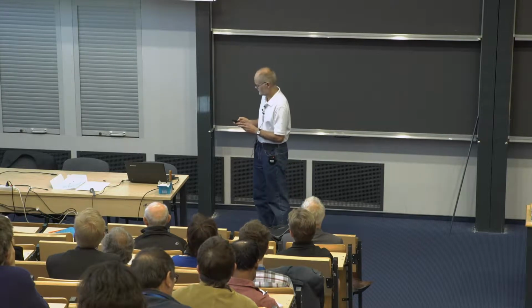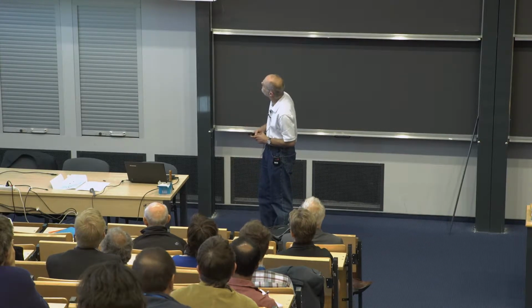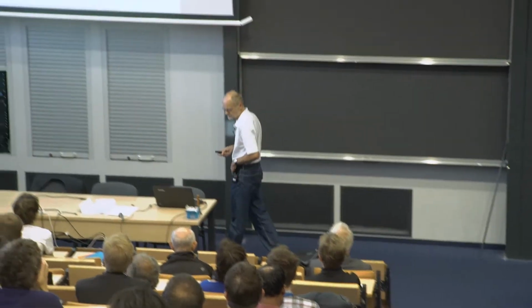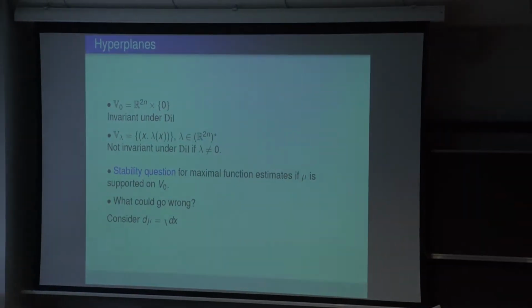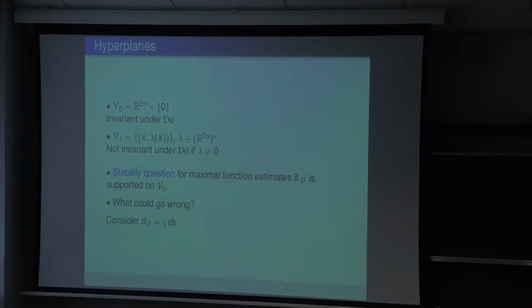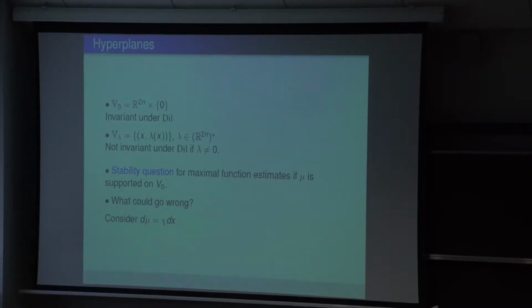Okay, so just to expand on that point, we have here the natural subspace R^2n cross 0, which is invariant under our dilation group. But if we change this to a different hyperplane, so we write this hyperplane as a graph of a linear functional over R^2n, we get another subspace. We could put our measure there, and then apply the dilation group. And now that subspace is not invariant under our dilation group. And so there's the stability question.